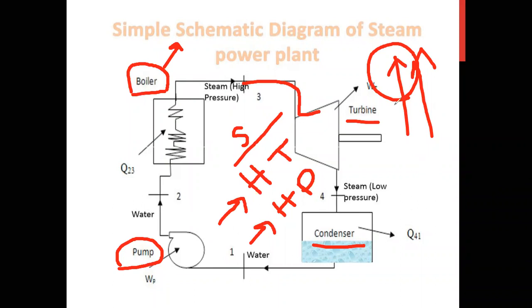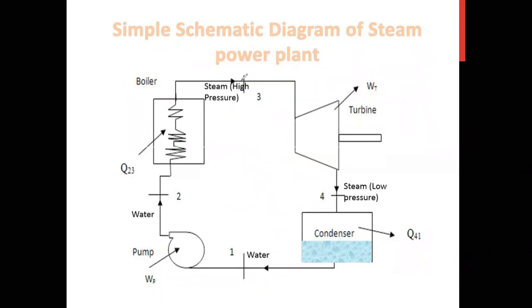So my student, this high temperature and high pressure steam flows within the turbine, and the turbine moves. But we all know the shaft of the turbine is connected with the rotor of the generator. So when this turbine moves, the rotor of the generator also moves.